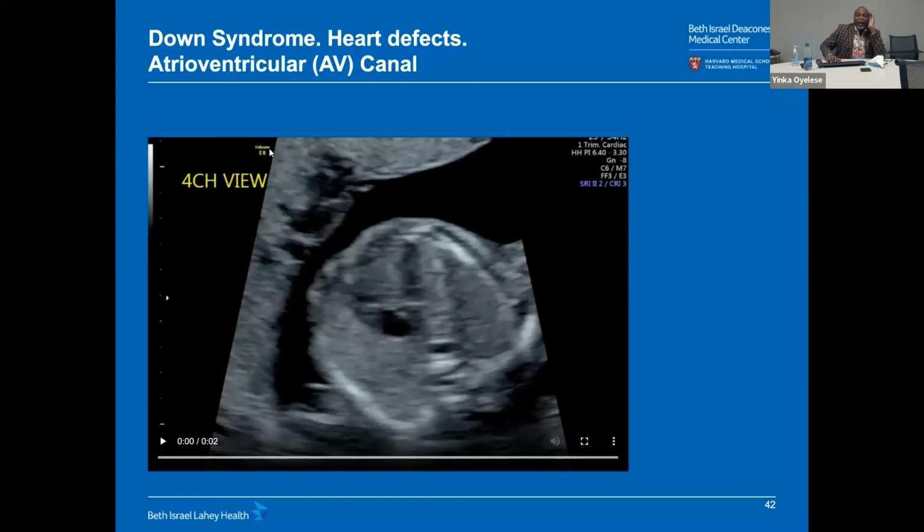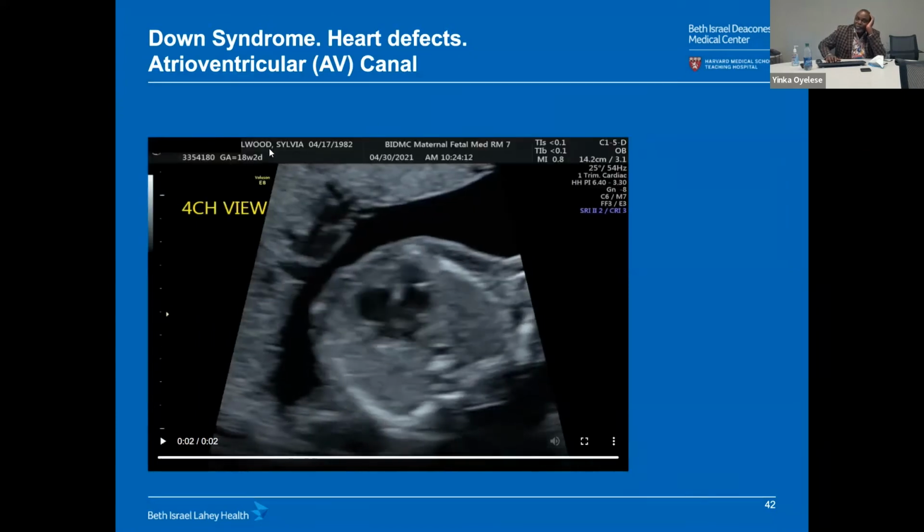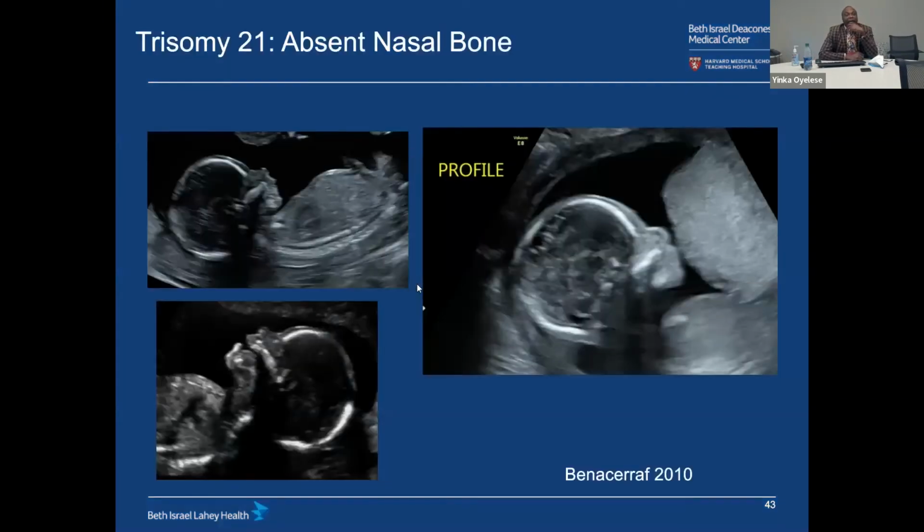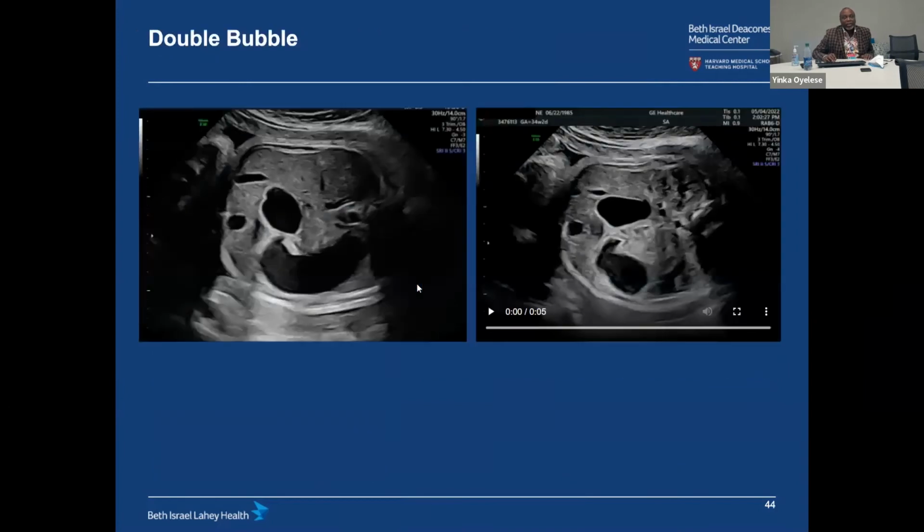This is an ultrasound of a heart. So when you have a heart defect, that is not a soft marker. And here, for those who can see the heart beating, in the middle of the heart is a hole. You can see the septum. There's a ventricular septal defect, and there's an echogenic focus. This is a complex heart defect. Here we have an absent nasal bone. So these are abnormalities that can be associated with Down syndrome but occur in normal fetuses. This is a double bubble, duodenal atresia.